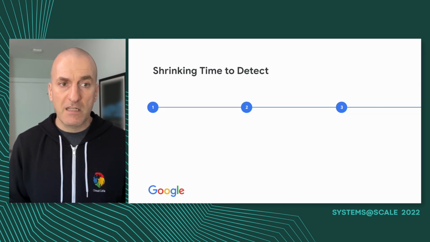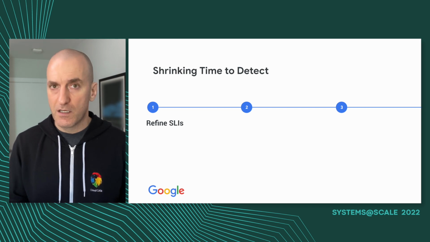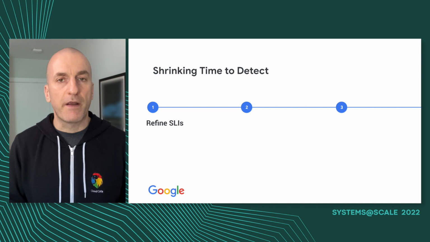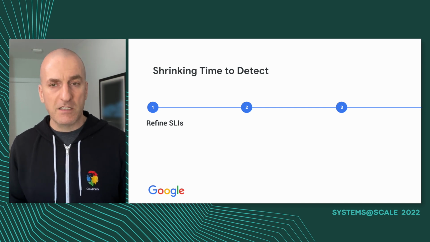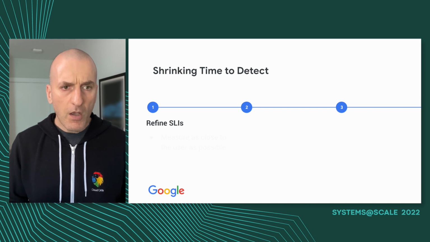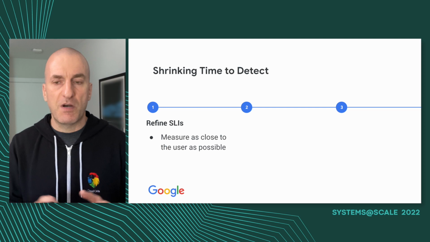So your SLIs drive your alerts, right? SLIs are service level indicators. Those are the metrics that we track that actually tell us about the health of our services, right? So it's really important that our SLIs are actually a good representation of user experience, right? One way by which we can make this happen is to measure as close to the user as possible.